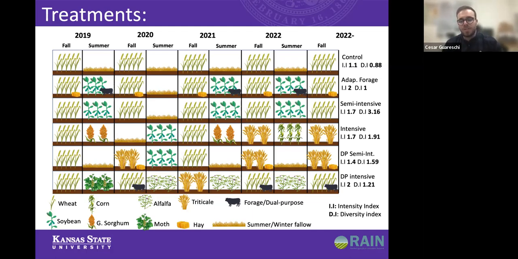And talking about these indexes, intensity index is just the number of crops in a rotation divided by the years, and the diversity index will consider the different types of plants, which could be grasses or broadleaves, in your system. So we have a wide range of intensity and diversity through these 6 cropping systems.